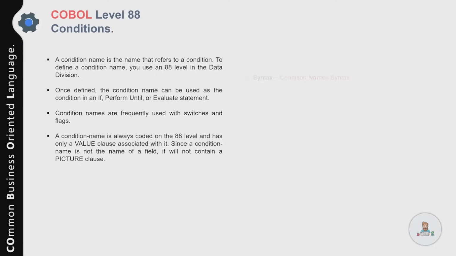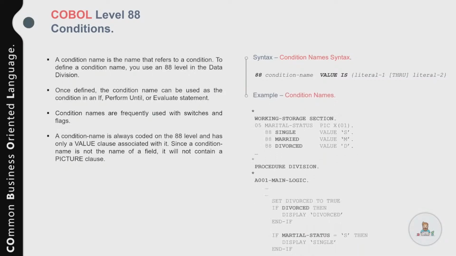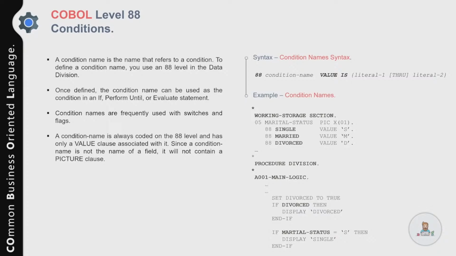Apart from that, a condition name is always coded on the level 88 and has only a value clause associated with it. Since a condition name is not the name of the field, it will not contain a picture clause. Now let's talk about the syntax of level 88 conditions. The syntax is pretty simple and it begins with level number 88 followed by a condition name, and thereafter you have a value clause to specify the value.